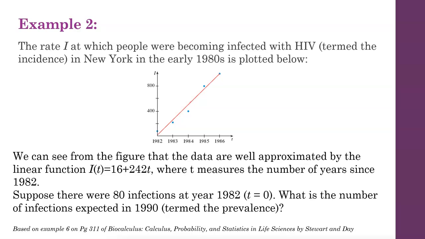Okay, so what we're going to do is first start with a model. Since I was the change in the number of infected people in the population, we can start by taking I and calling it dP over dt. And that was given to be 16 plus 242t. And we were told that in 1982, when t was 0, the infected population was equal to 80. So that's our initial value. P of 0 is 80.